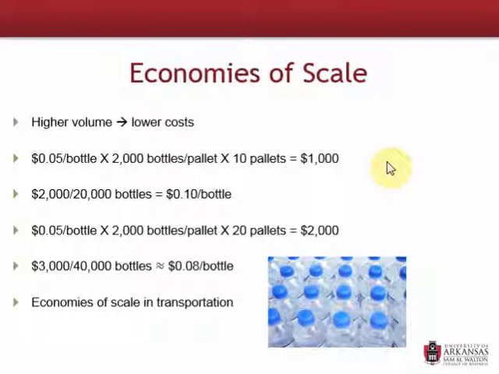In this example, the company ordered 10 pallets, but a truckload has the capacity for about 20 pallets of bottled water. So suppose they ordered 20 pallets of bottled water. The transportation cost will be the same, $1,000, but the purchase cost will now be 5 cents per bottle times 2,000 bottles per pallet times 20 pallets, or $2,000. Hence, the purchase cost plus the transportation cost now is $3,000.